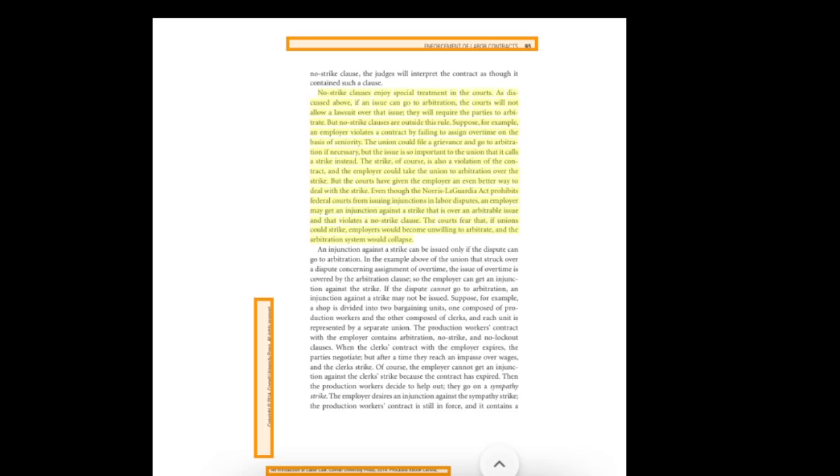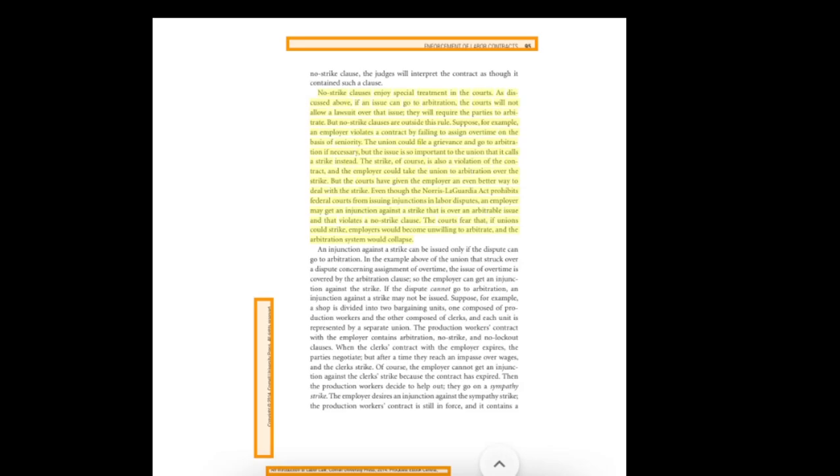Suppose, for example, an employer violates a contract by failing to assign overtime on the basis of seniority. The union could file a grievance and go to arbitration if necessary, but the issue is so important to the union that it calls a strike instead. The strike, of course, is also a violation of the contract, and the employer could take the union to arbitration over the strike. But the courts have given the employer an even better way to deal with the strike.